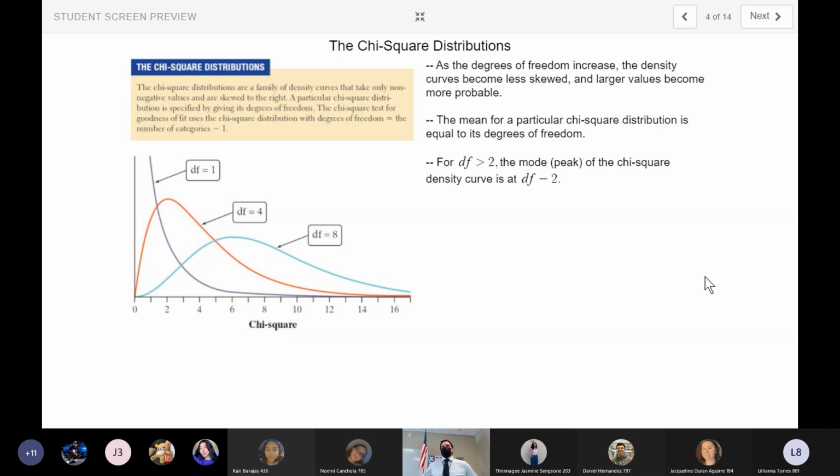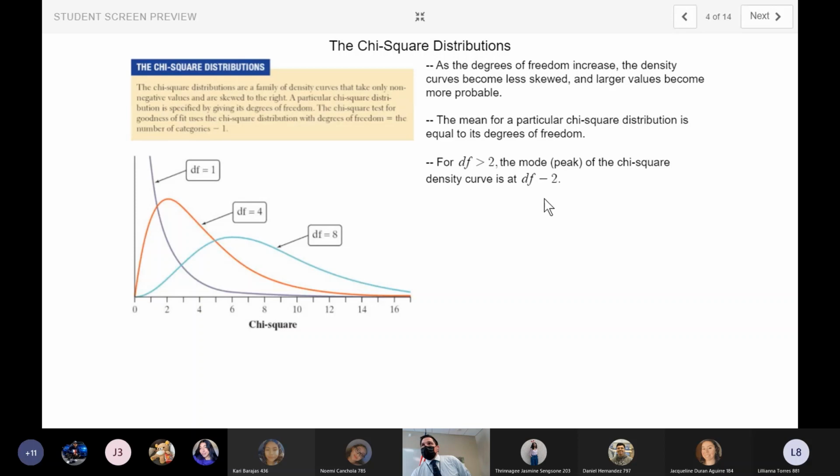The chi-square test for goodness of fit uses the chi-square distribution with the degrees of freedom equaling the number of categories minus 1. So a major difference between this degree of freedom and the degree of freedom we use when we're doing significance tests and confidence intervals for sample means is that this does not depend on the sample size. It only depends on the number of categories.